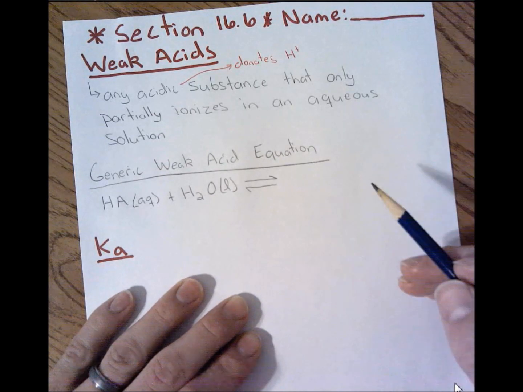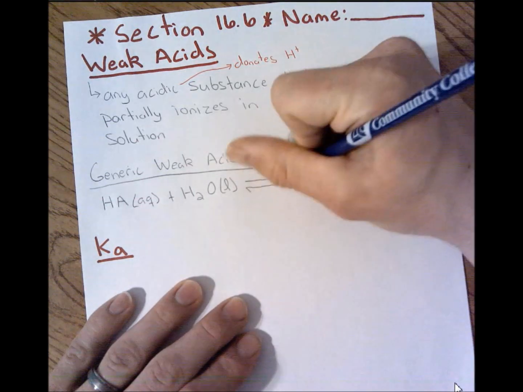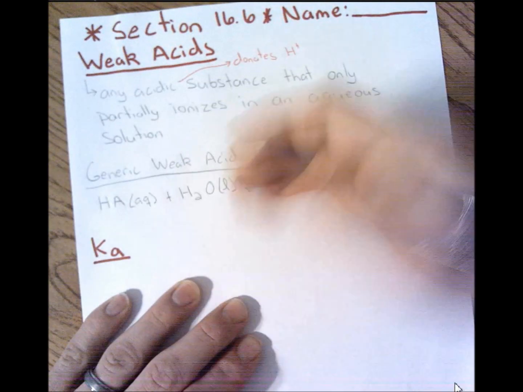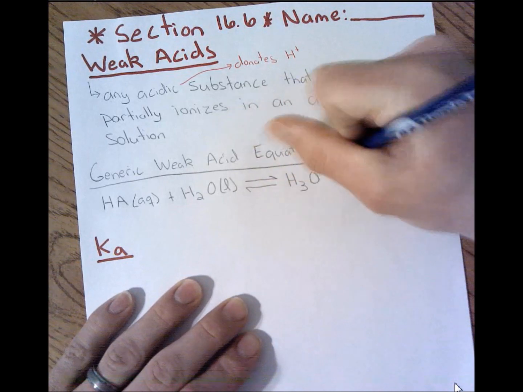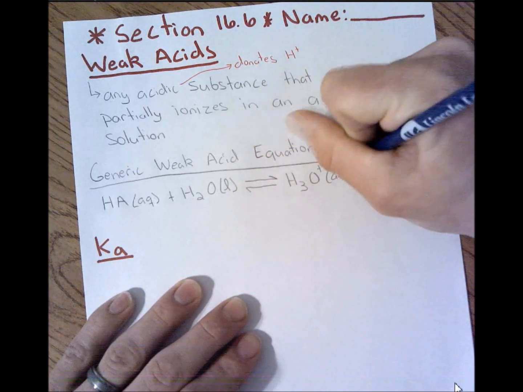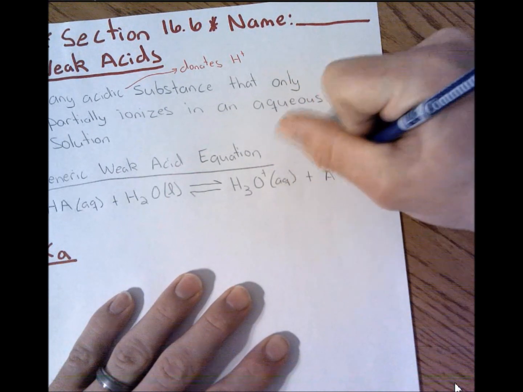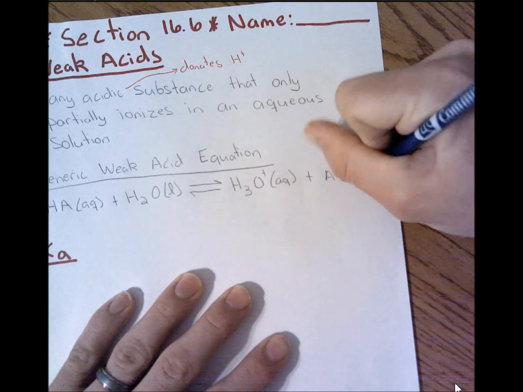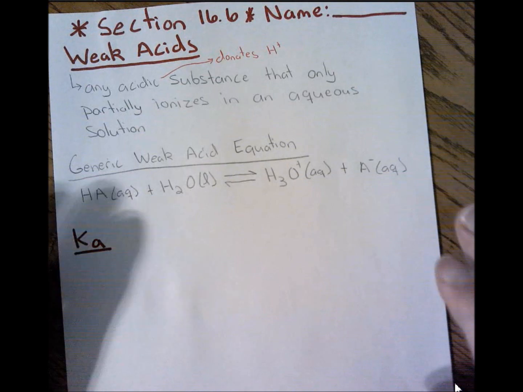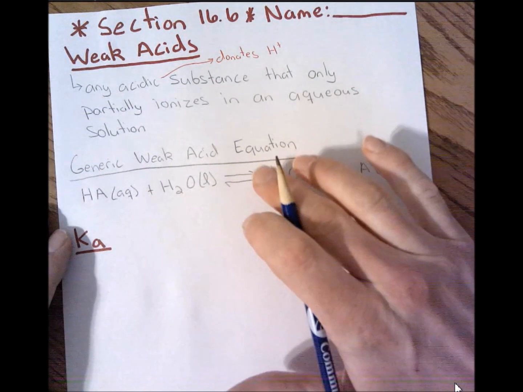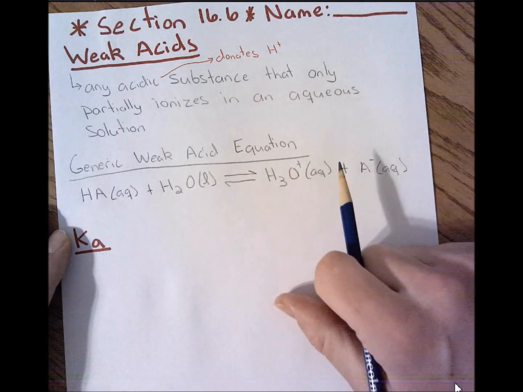So with our equilibrium, what happens is this. The H gets donated to the H2O, and that becomes the hydronium. And then over here, you get the conjugate base forming as well. Now, one thing unique about this, because we are a weak acid, and really because we're at equilibrium, we can write an equilibrium constant expression.